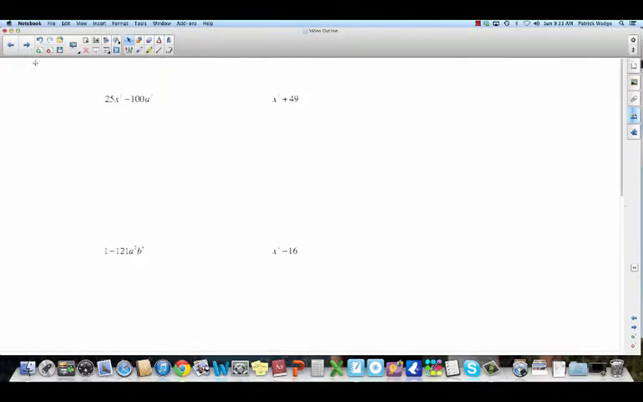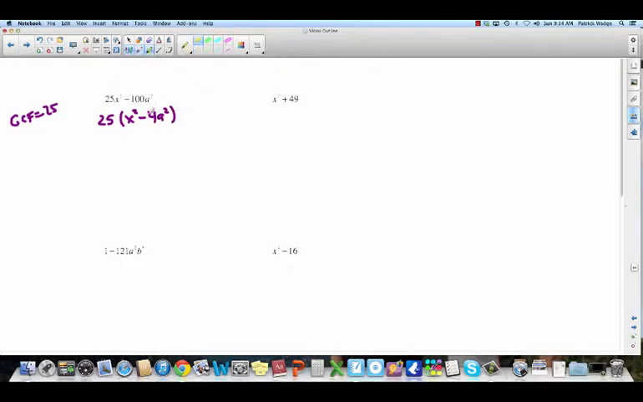So let's try one. Now, the first one here, I've kind of thrown a little wrench at you, because the first thing you should do always is to look for what? Greatest common factor. What's the greatest common factor here? 25. So we're going to take out the 25, and what's left is x squared minus 4a squared.